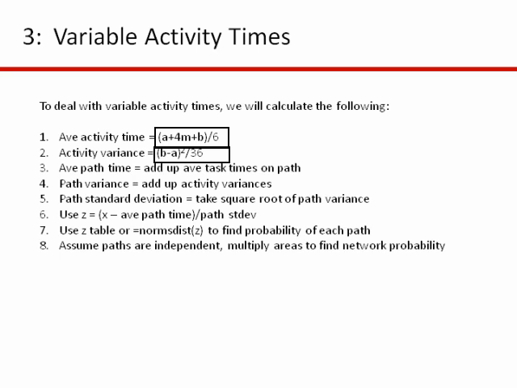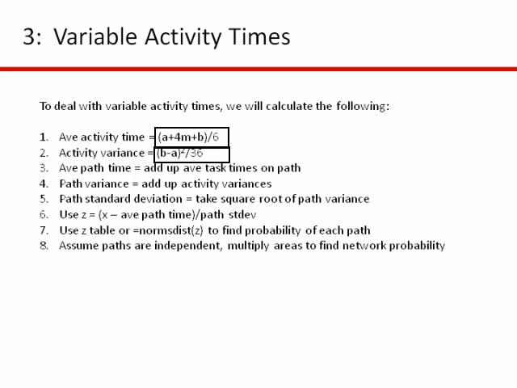Once we have this done for all the activities, we can add up all the average activity times to an average path time. And we can add up all the activity variances to get a path variance, just like it says in number 4. Once we have a path variance, we take the square root of the path variance, and we get the path standard deviation.